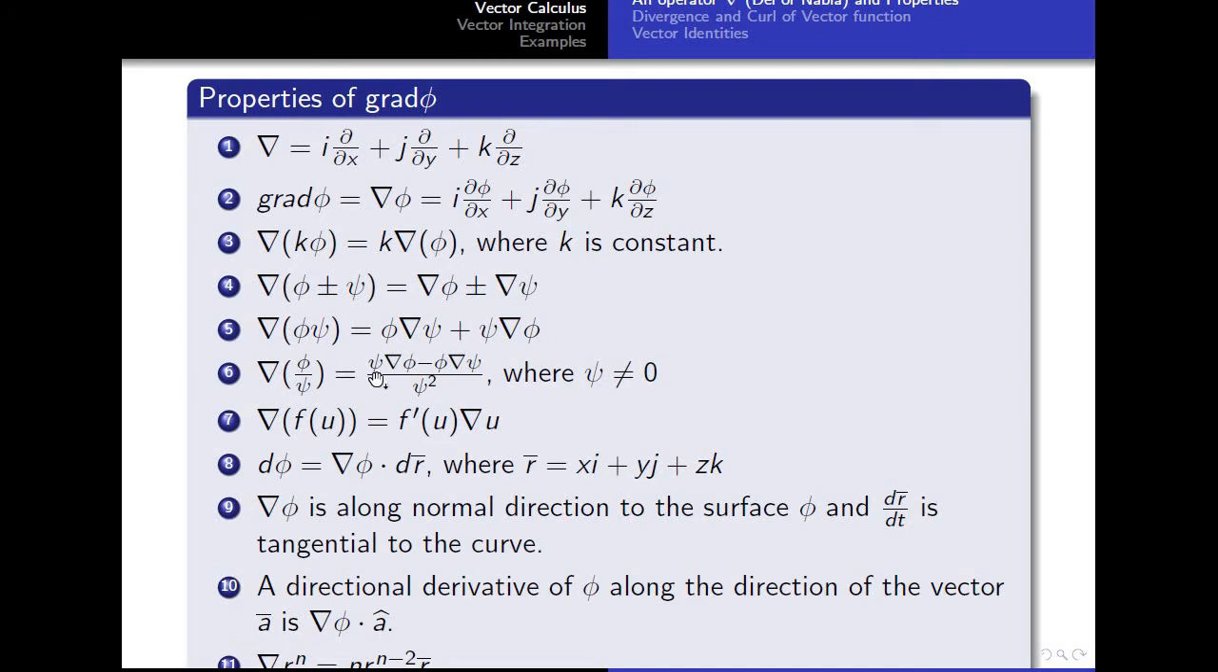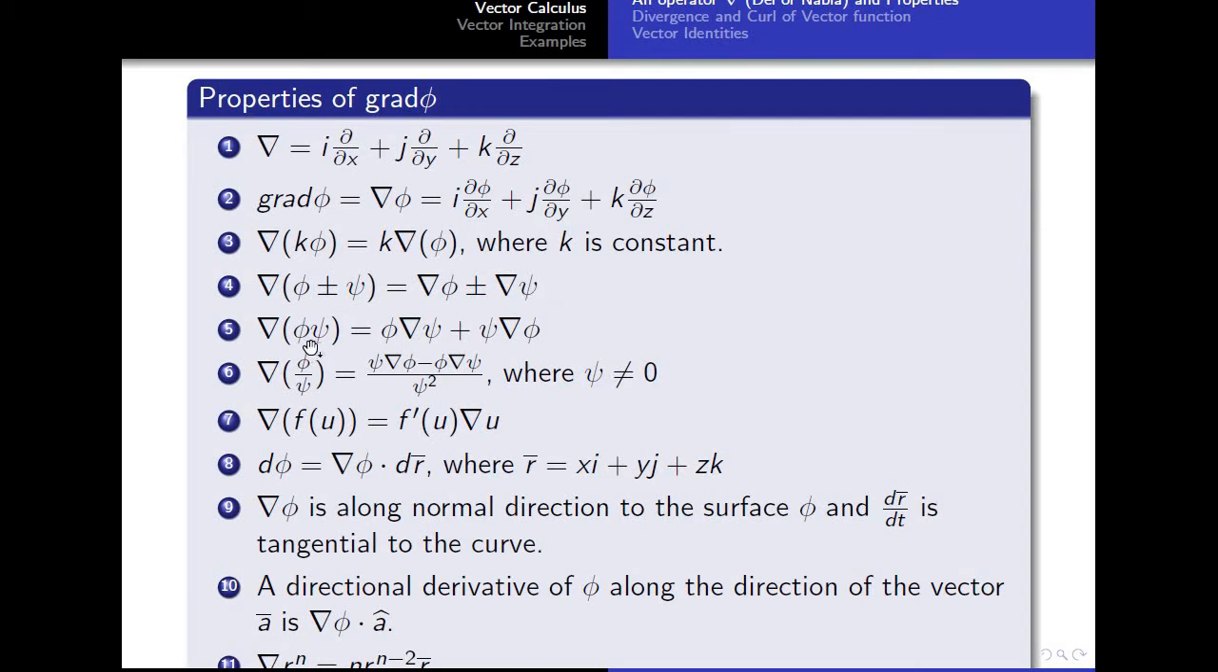Again, some properties of gradient. For the operator k into phi, this k is constant, so we can take k outside, and we get k times gradient of phi. Where plus or minus terms are there, the linear property holds again: gradient of phi plus or minus psi is equal to gradient of phi plus or minus grad psi.